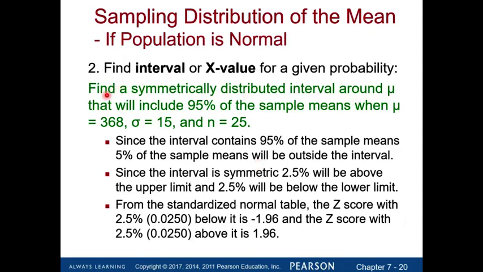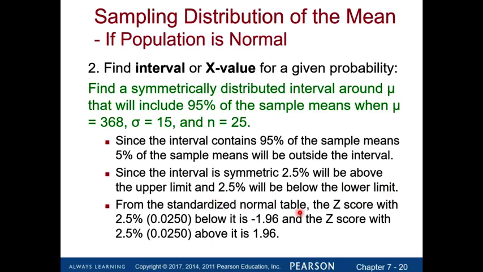Interval. The question is, what is a symmetrically distributed interval around the population mean that would include 95% of sample means? Because the interval contains 95%, the rest of it, which is outside of the interval, would be the complement of 95%, which is 1 minus 0.95, which is 5%. And because the interval is symmetric, half of 5% is on the left and half of 5% is on the right, or 2.5% will be above the upper limit and 2.5% will be below the lower limit.